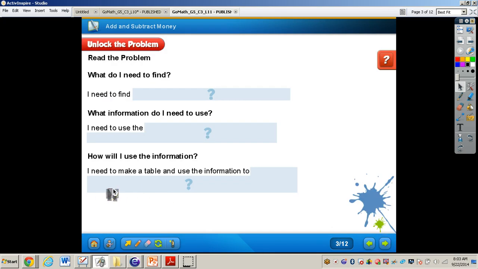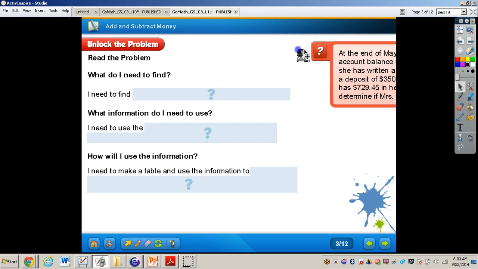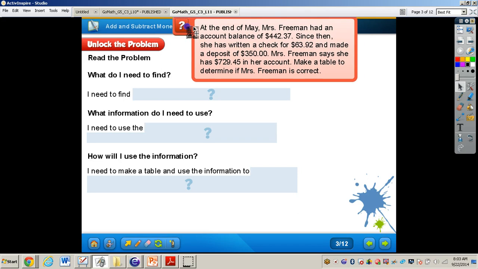Now, the first thing we need to do, obviously, whenever we are looking at a problem is read the problem. So let's read that problem together. It says, at the end of May, Mrs. Freeman had an account balance of $442.37. Since then, she has written a check for $63.92 and made a deposit of $350. Mrs. Freeman says she has $729.45 in her account.